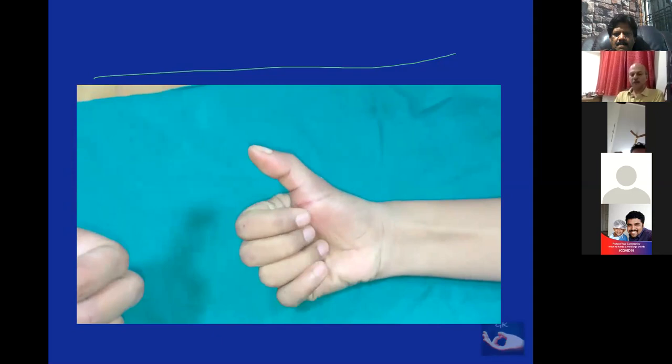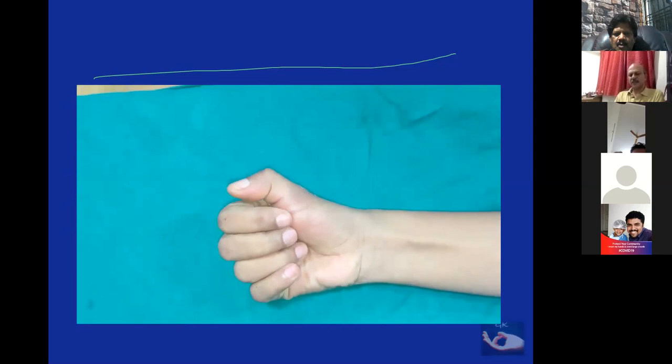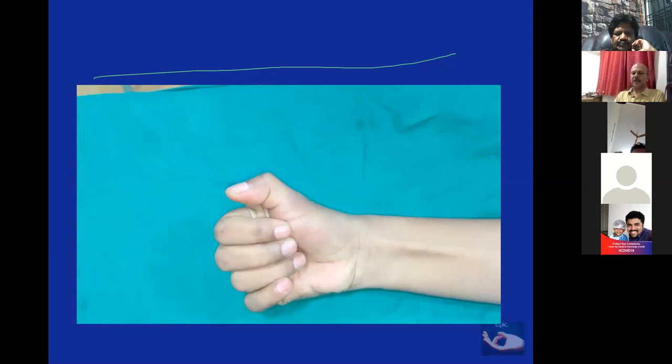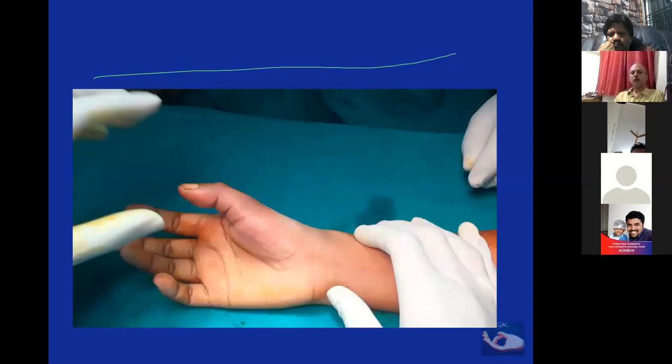There is no flexion possible at the metacarpophalangeal joint of the thumb. This is a common injury that we can come across. There is interphalangeal joint active flexion, but there is no extension. So now, the diagnosis is a dorsal dislocation of the metacarpophalangeal joint of the thumb.